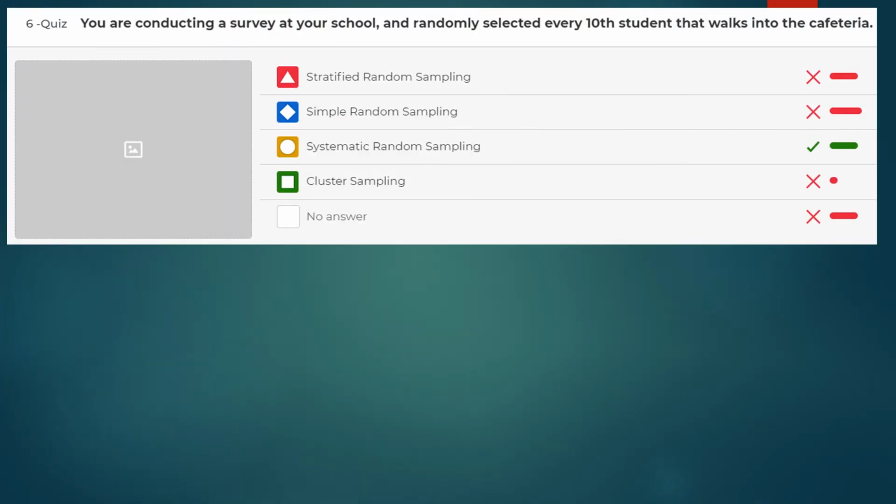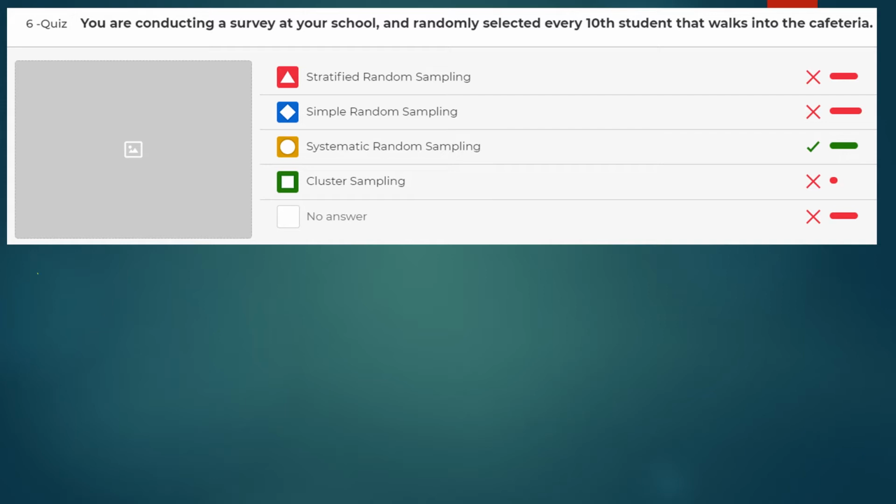Okay, next one. So question number 6, you are conducting a survey at your school and randomly selected every 10th student that walks into the cafeteria. The question here is, what sampling technique is used in this particular situation? Okay, so isa-isahin natin. So we have here, stratified random sampling.